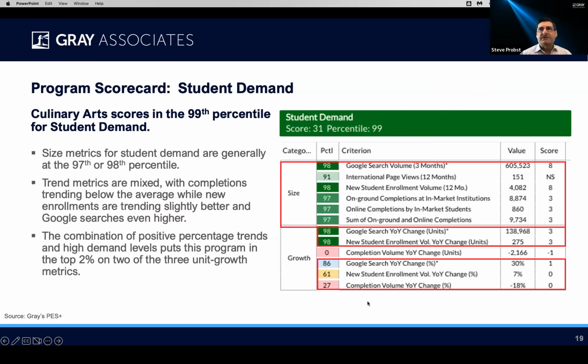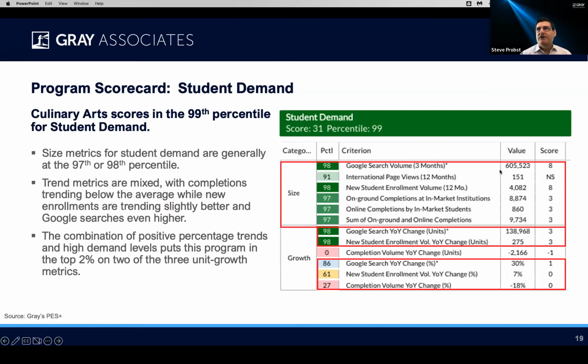So let's look at student demand. I mentioned there's a bunch of metrics for student demand. Broadly speaking, we can divide them into size and growth or trend. Big picture, if you were just to lean back and fuzz your eyes, you'd see a bunch of pretty dark green near size. So without having to do a lot of fancy analysis, this is a pretty big program. Let's dive into what that exactly means.